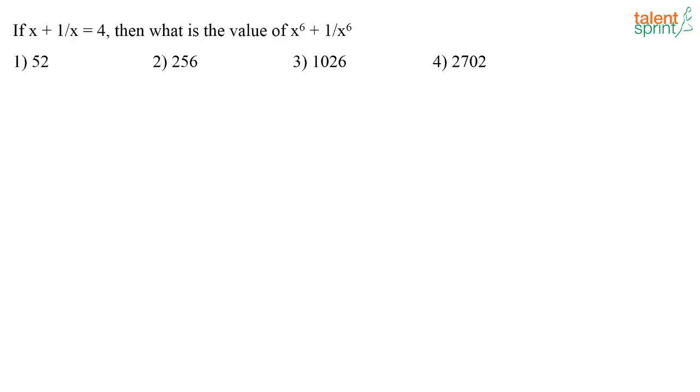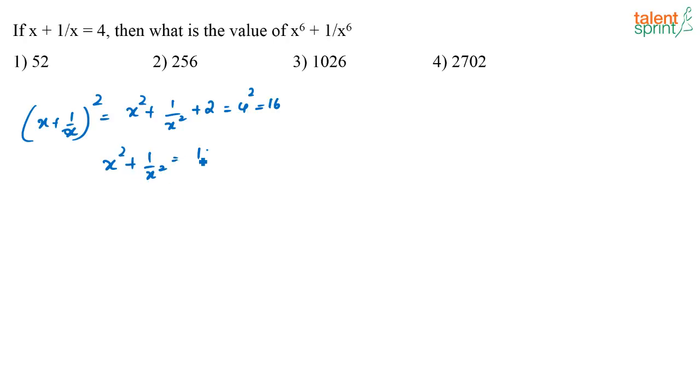What's the answer for this one? See what is given, x plus 1 by x is equal to 4. So if I square this, what do I get? X plus 1 by x the whole square, that is nothing but x squared plus 1 by x squared plus 2, that is equal to 4 squared, which is equal to 16, or I can say x squared plus 1 by x squared, that is equal to 14.